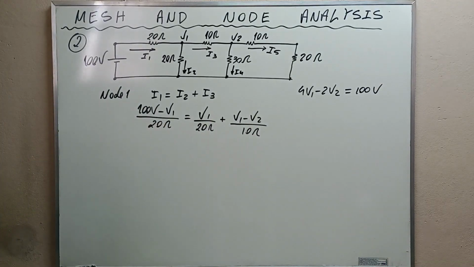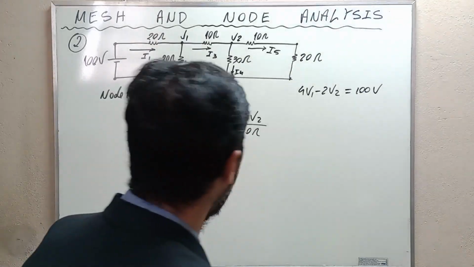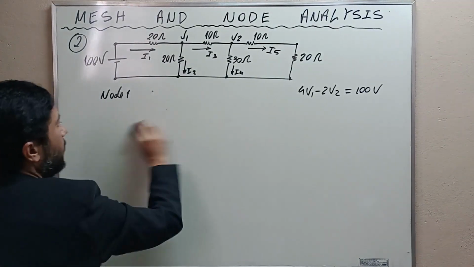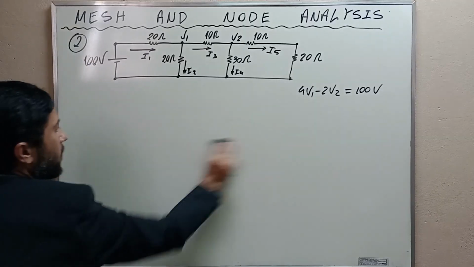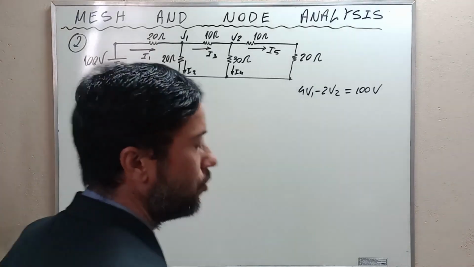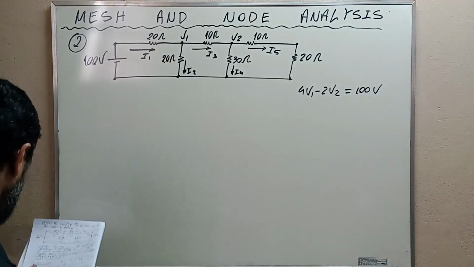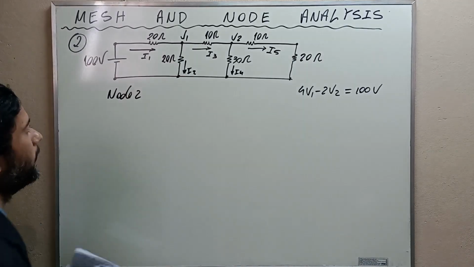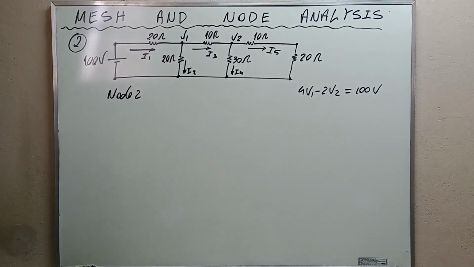Now we are going to do the same for node 2. Let me clear the board because I will need space here. The same analysis now for node 2. Node 2, okay? What is the current that enters node 2? It is I3.